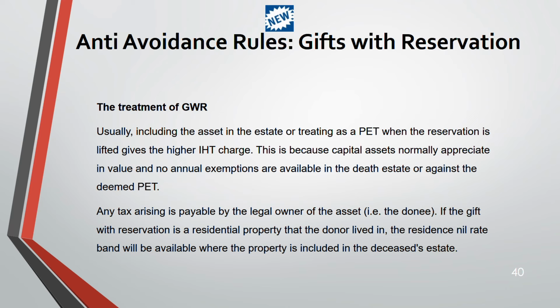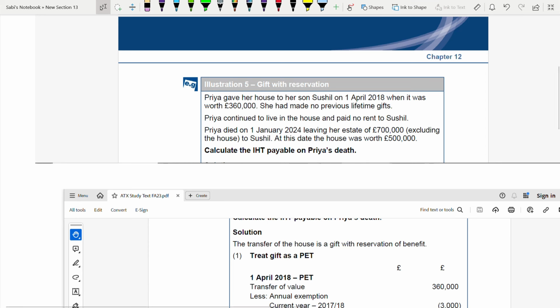Now let us do a question. This is the last question of this lecture, illustration 5, gift with reservation. Calculate IHT payable on Priya's death. Priya gave her house to her son Sushil on 1st April 2018 when it was worth 360,000. No previous lifetime gift. Priya continued to live in the house and paid no rent to Sushil. Priya died on 1st Jan 2024, leaving the estate of 700,000 excluding the house to Sushil. At this day, the house was worth 500,000.